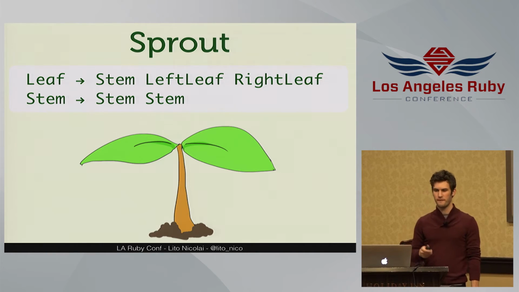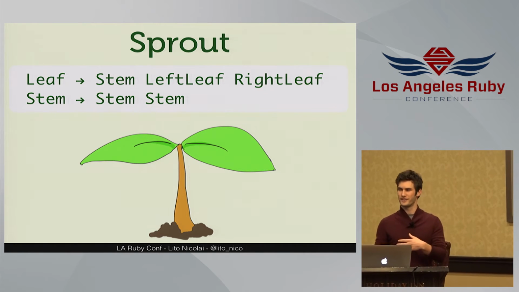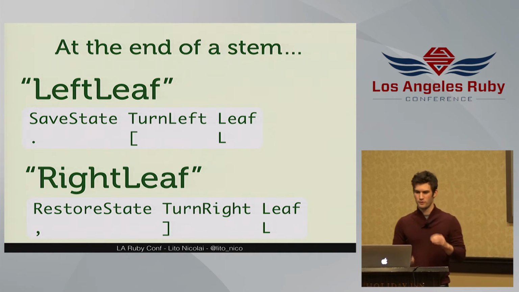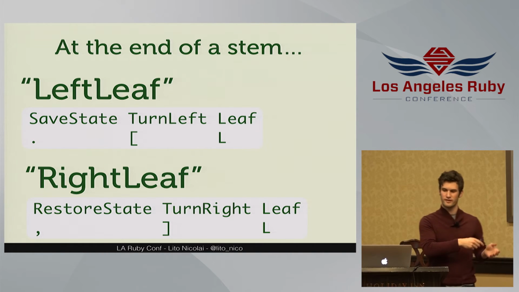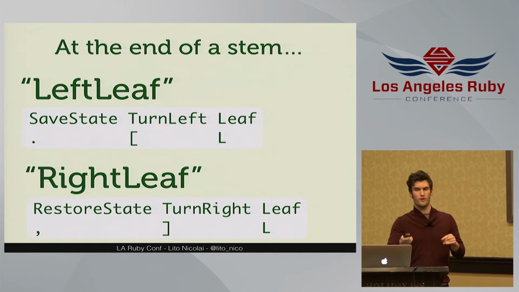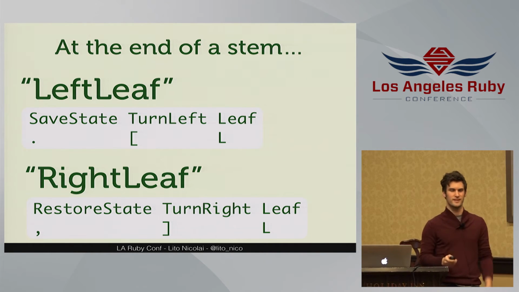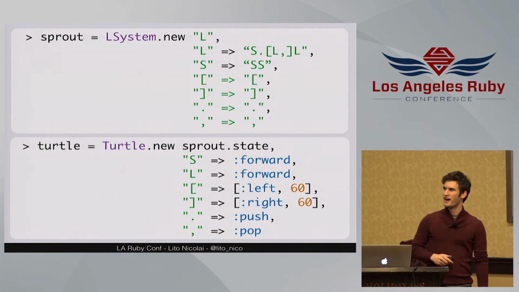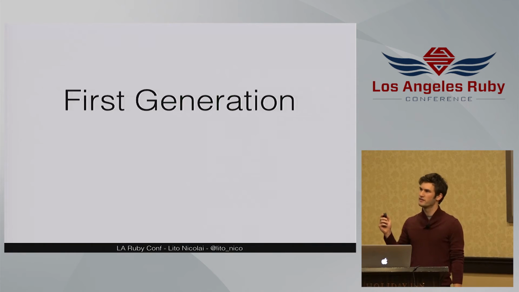So back to the sprout, and we need to tell the turtle exactly what it means to draw a left leaf and a right leaf. So at the end of a stem, we're going to save the current state of the turtle, the position and direction, turn left, draw a leaf, and then restore, so back to the tip of the stem, turn right, and draw another leaf. And that'll be sufficient to get us drawing in 2 dimensions here. We'll set up our sprout and our turtles. We have the L system we just talked about, and we're telling the turtle what each of those symbols mean. And we'll draw the thing.